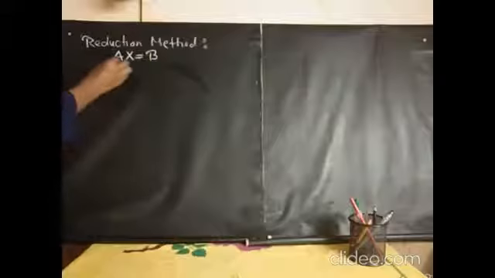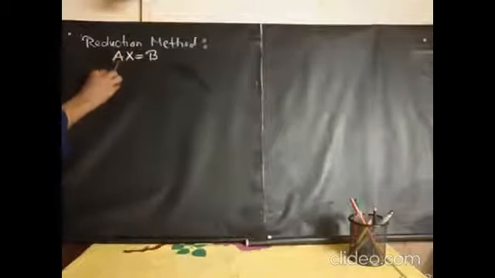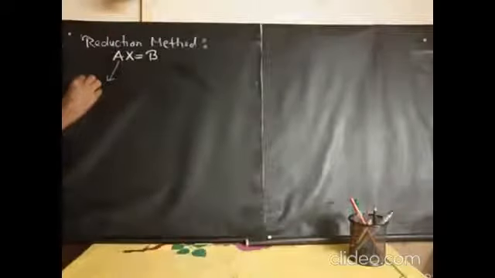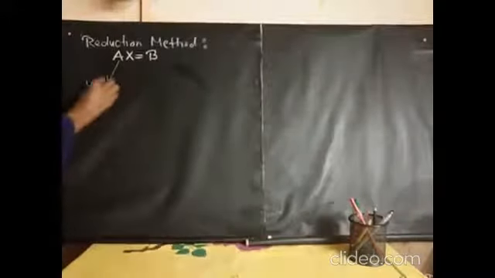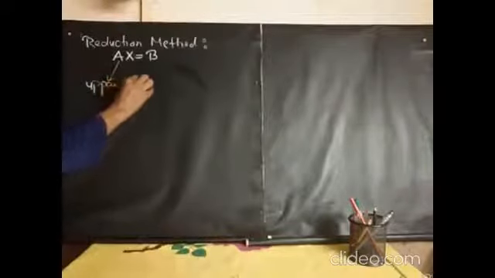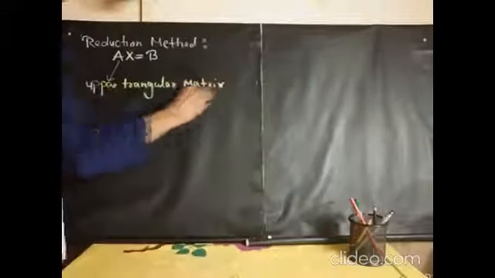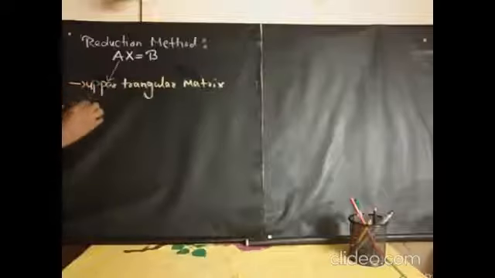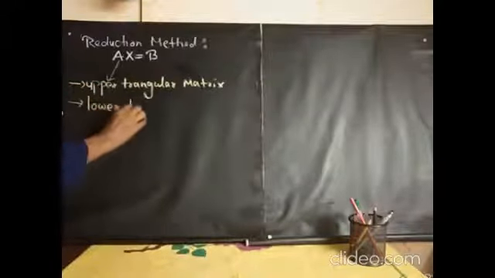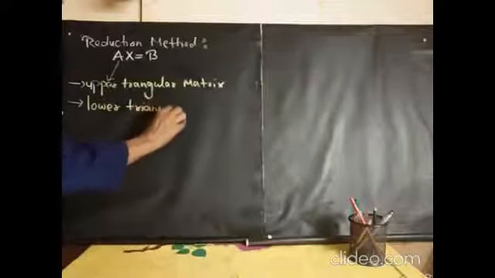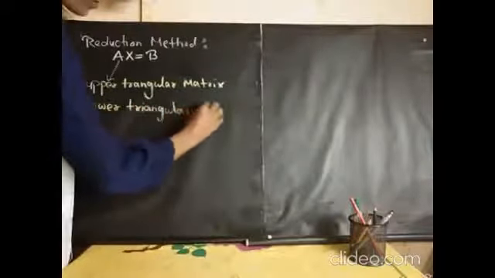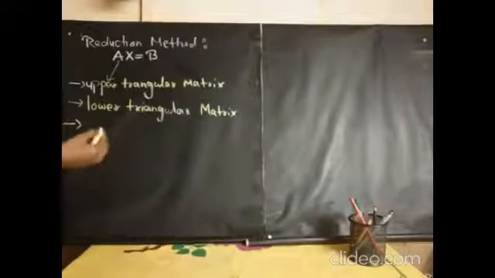You know, okay. Then what we do, we convert this matrix A into either an upper triangular matrix, or a lower triangular matrix, or you can also convert it into a diagonal matrix.